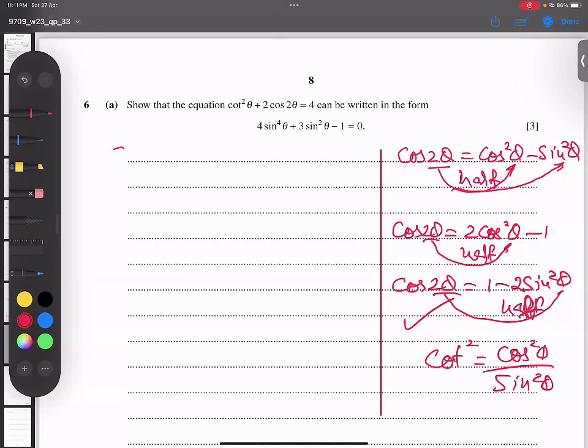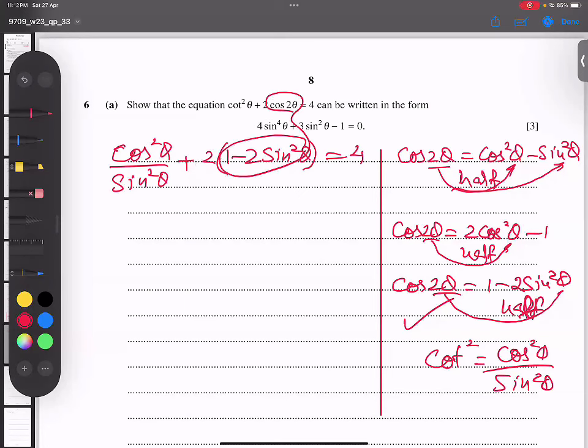So I'm writing here cos squared theta over sine squared theta, plus 1 minus 2 sine squared theta is equal to 4. I replace, sorry. This is one mistake I have done and I'm going to correct. I have to put a bracket and outside I put a 2 here. Logic is very clear. This 2 is given outside and this is the whole value of the cos double theta. And I believe up till here, okay.